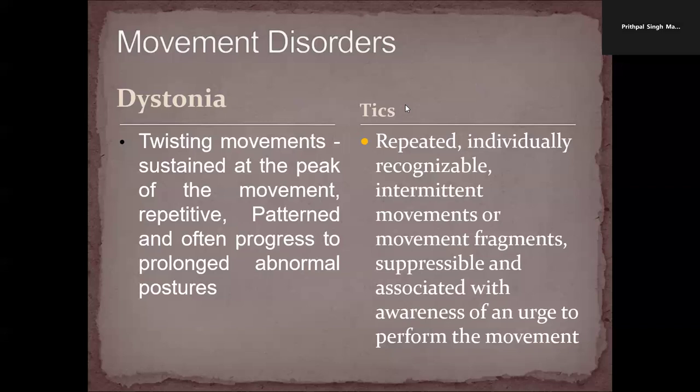Movement disorders could be of two types. One is dystonia, the other one is tics. Dystonia is a twisting movement that is sustained, with a repeated pattern, often leading to prolonged abnormal positions, whereas tics are individually recognizable intermittent movements or movement fragments that are suppressible and associated with an awareness of an urge to perform the movement.